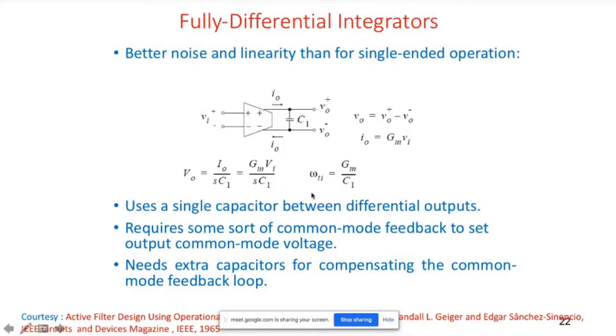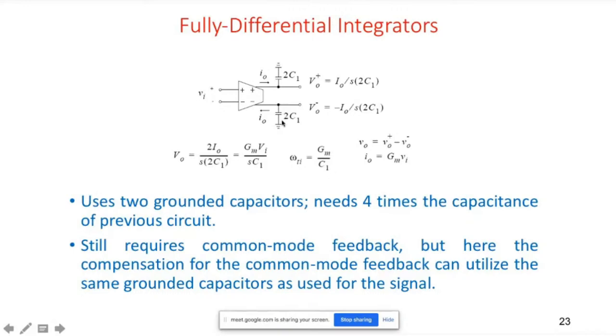Now again, for fully differential integrators with two capacitances, instead of a single C1, it is now double, because the current here is differential and double. To have them mutually cancel, you require two C1, so the capacitance becomes almost four times. It still requires common mode feedback, but there is compensation for the common mode feedback that utilizes the same grounded capacitor used for the signal. So the grounded capacitance can be used for common mode feedback.